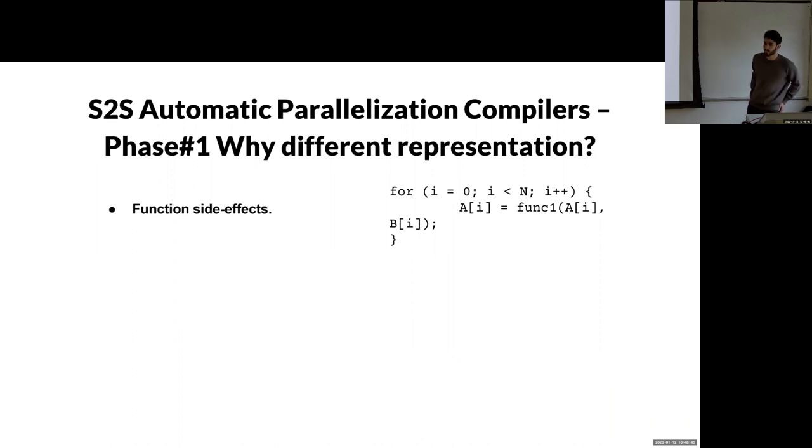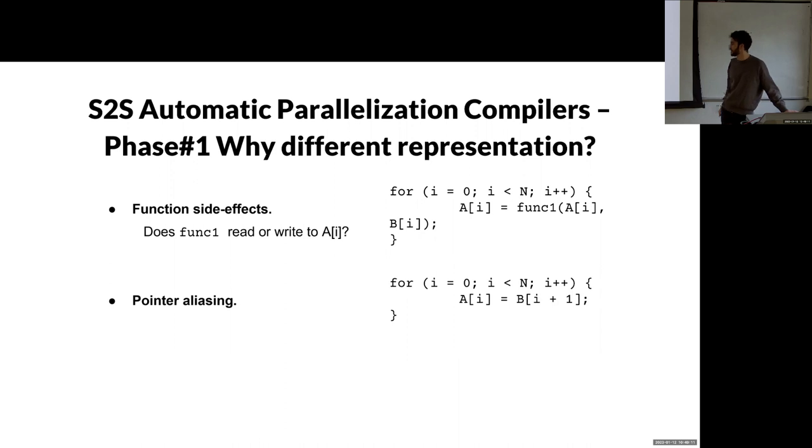So regarding phase one, why do we also need the abstract syntax tree? Well, we sometimes have cases where we call some function, and this function may have side effects, meaning func one could be writing to A in position i, could be reading from it, and then we can't really parallelize it. So we need to know what hides behind function one. That's why we need the abstract syntax tree. Another thing, as you said, is pointer aliasing. This looks like we can't parallelize this loop, but we actually can, because we need to know if B is actually pointing to A. Because if it does, then we have a dependency here and we can't parallelize it.